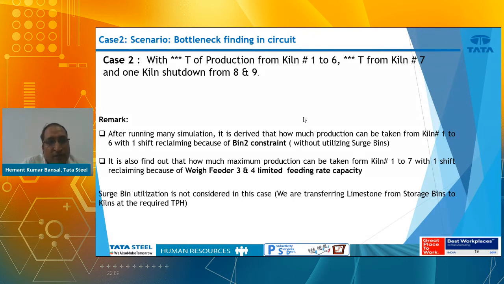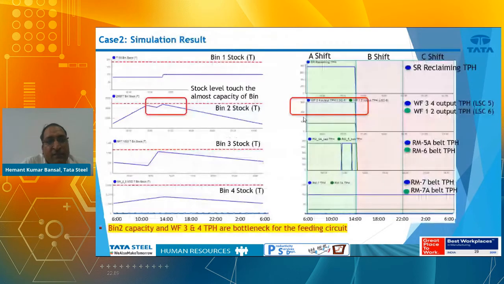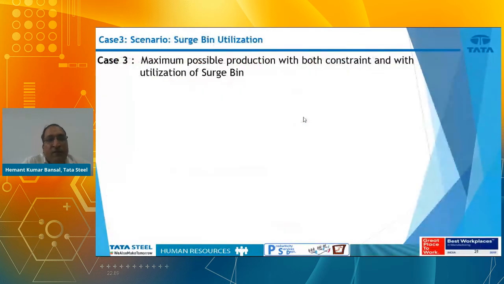So here you can see in the left chart, the bin 2 stock is touching the highest capacity of this bin. So this became the constraint. And in the right chart you can see way feeder 3 and 4 TPH is touching its highest capacity, so it's becoming a constraint. We have started taking case 3 for surge bin utilization.